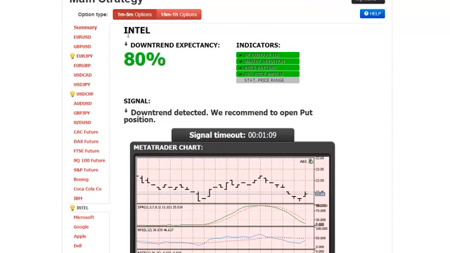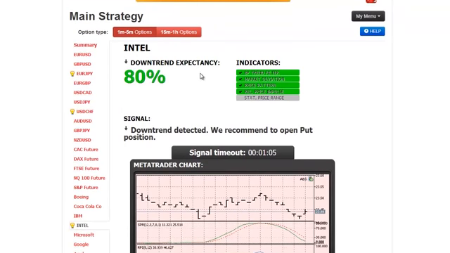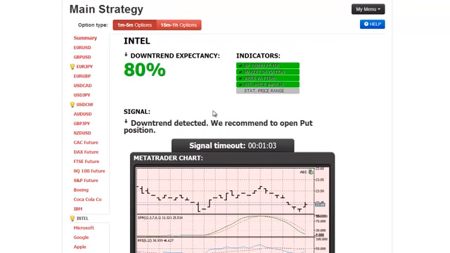All right, for example, in this case, Intel is an asset that Auto Binary Signals has recognized as an asset with high probability to profit. Now it's true that the signal timeout is less than a minute, and therefore we shouldn't use it. I usually like to trade immediately, as soon as I get a new signal coming, to get the most chances to profit from.